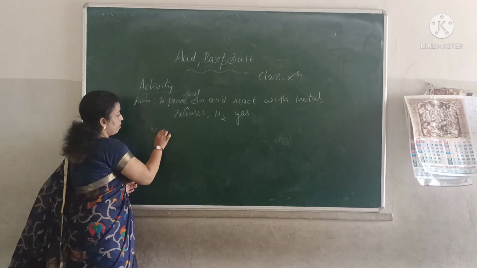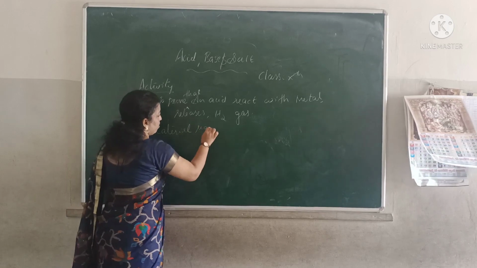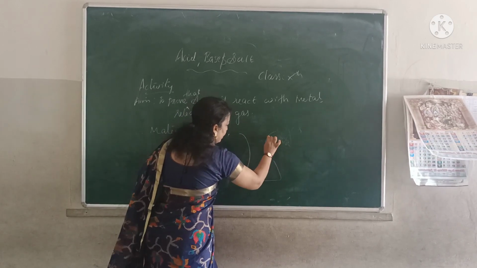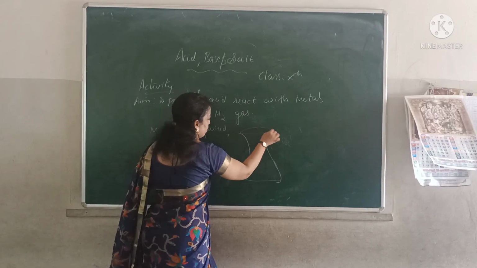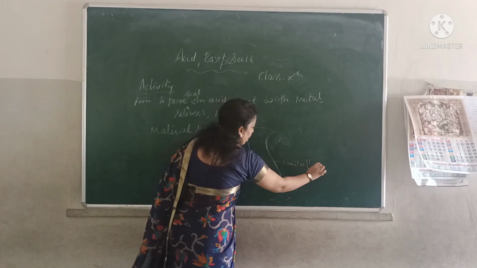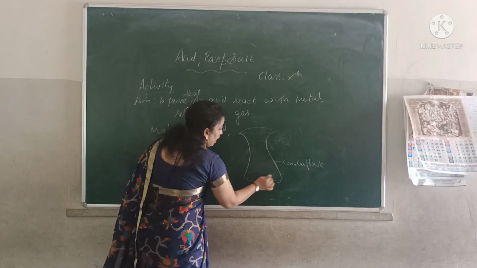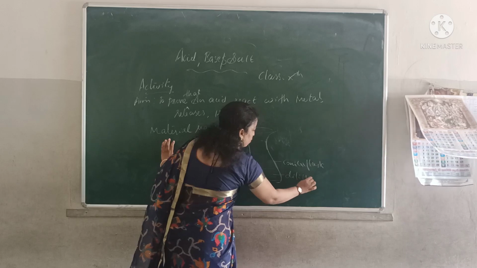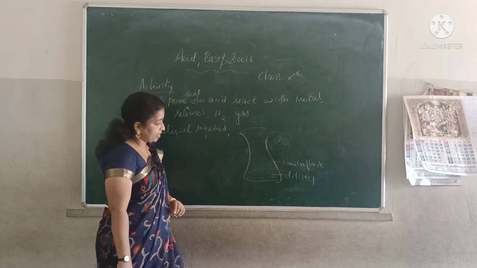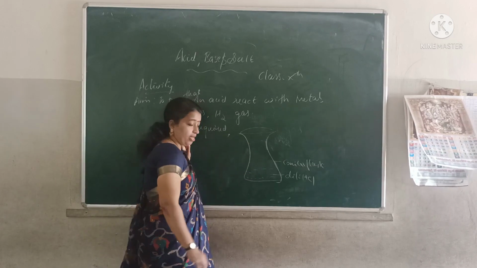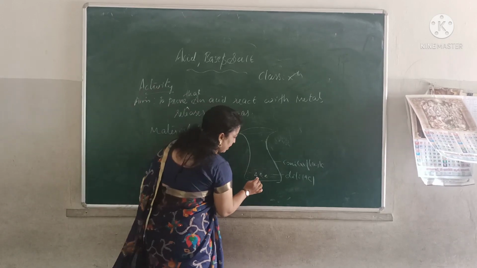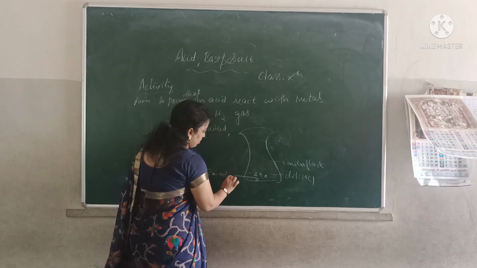What are the materials we need? Materials required: we need one conical flask. So this is a conical flask, and we are pouring some dilute HCl, dilute hydrochloric acid, into the conical flask. We have taken some dilute HCl in the conical flask, and to the dilute HCl we are adding some granules of zinc, some pieces of zinc metal.